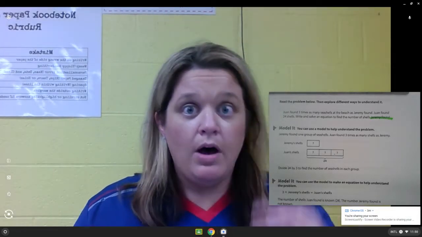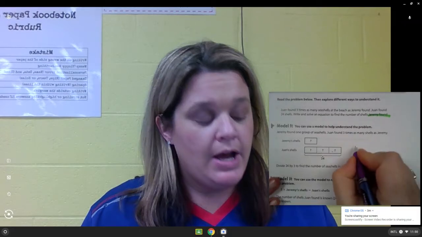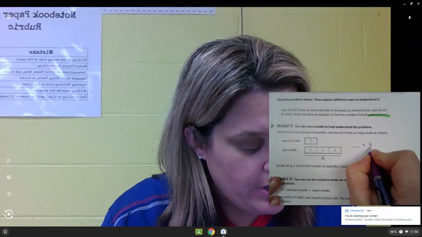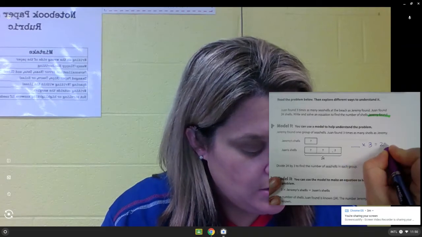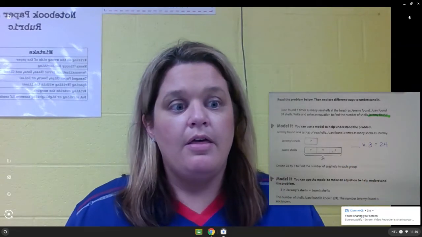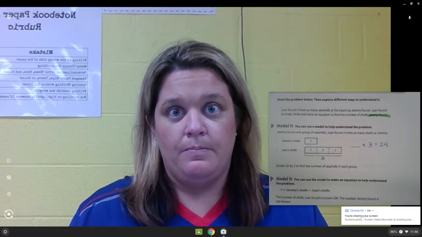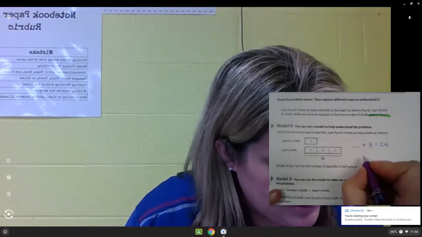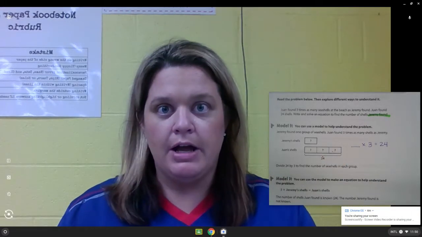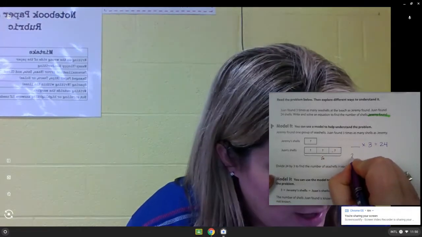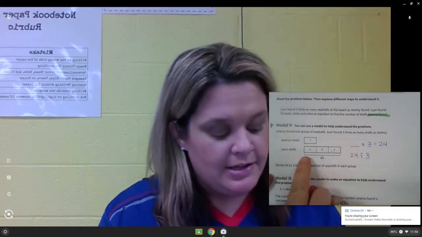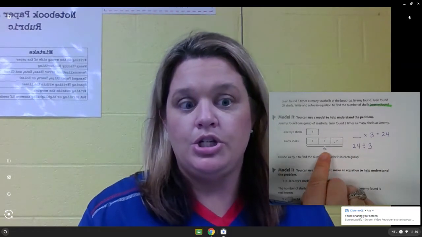So basically, what we're trying to find is what number times 3 will give me 24. That's what I need to know. What number times 3 gives me 24? You can also, and like for my 5th graders, they would work the problem as saying 24 divided by 3, because that's exactly what this bar chart is showing you.